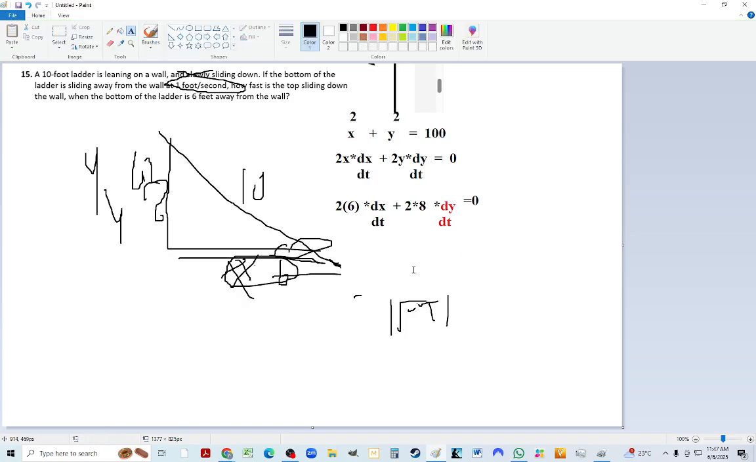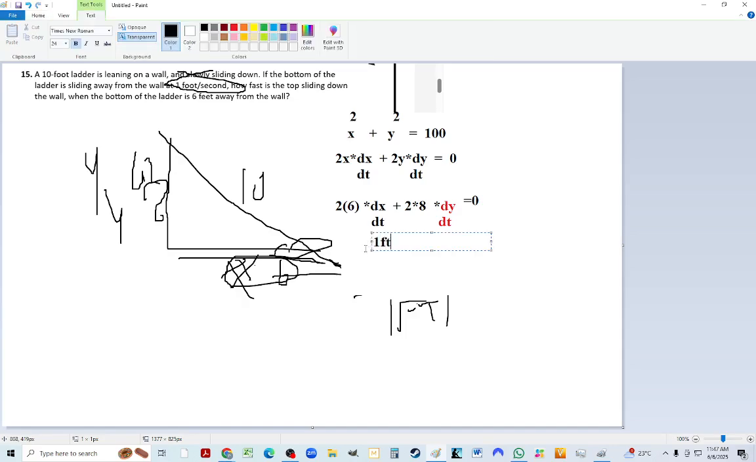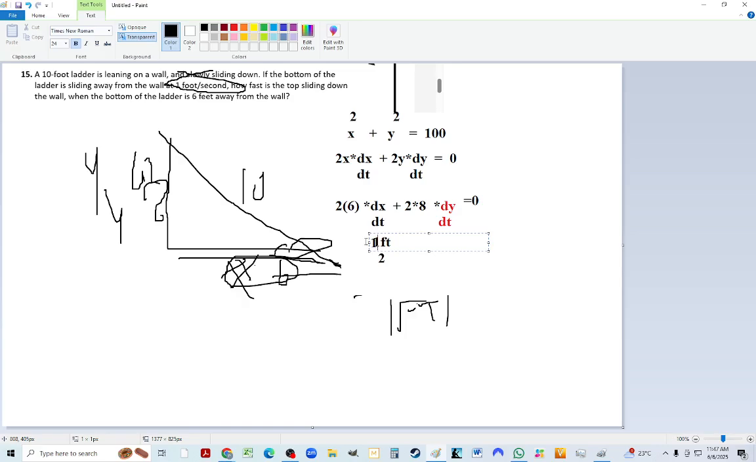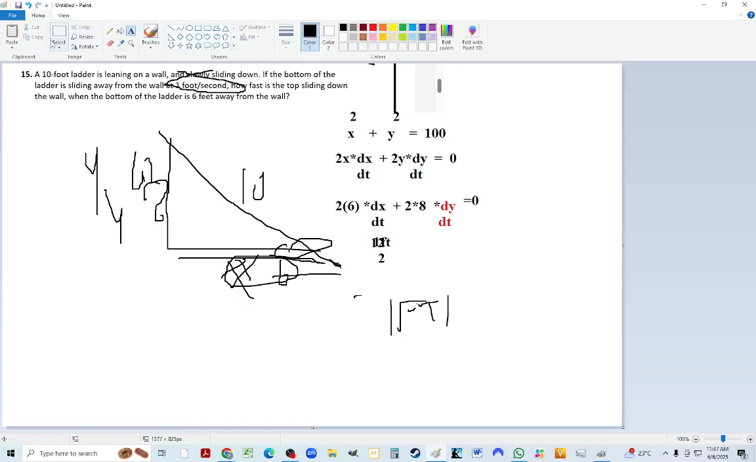Well, they've given us the dx over dt. They've given us this point. It's 1 foot per second. There we go. So that means 12 times that is 12. Should have been 1 foot per second down here. It should just be 1 second.